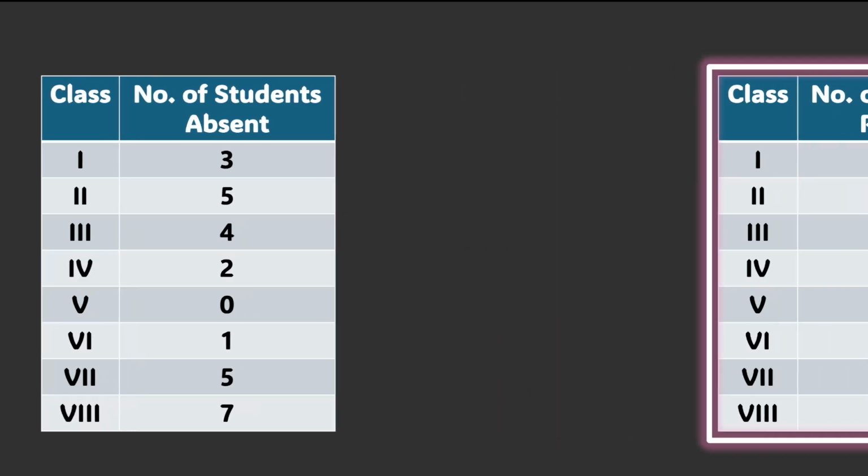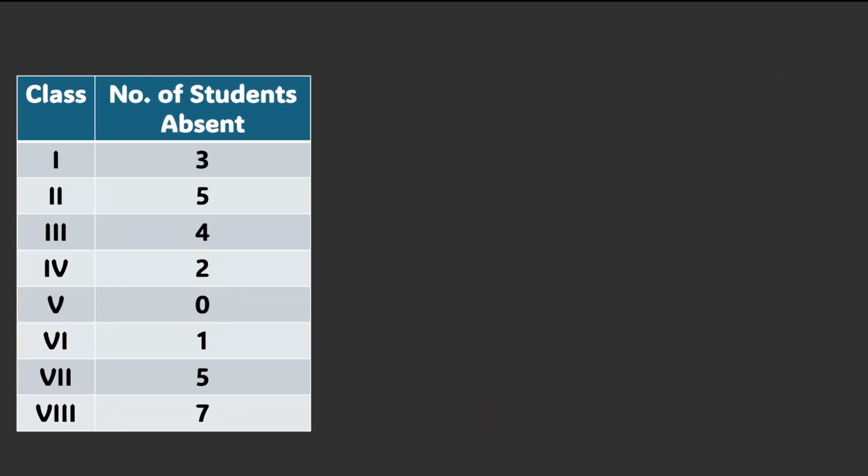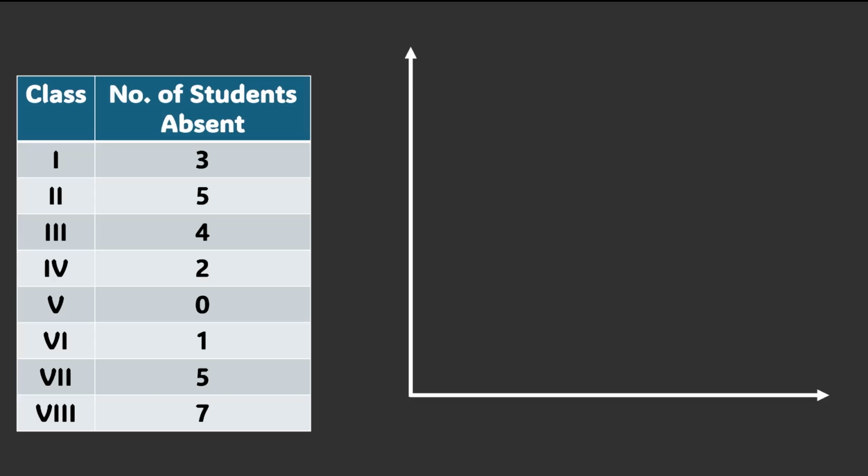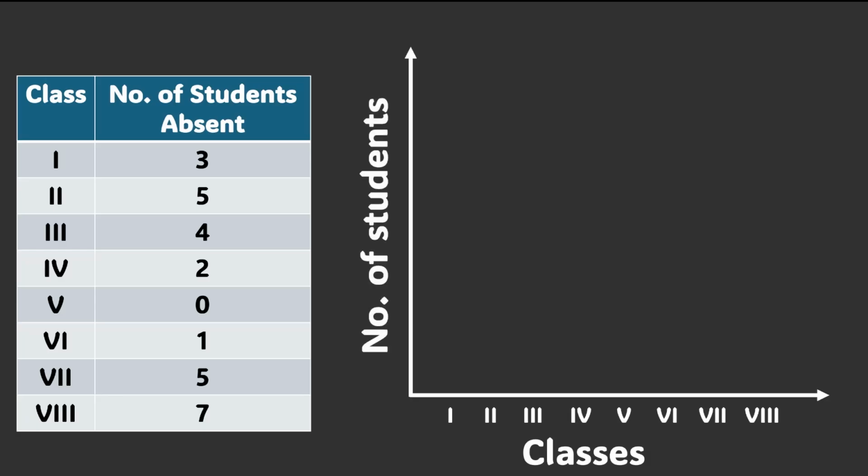Let us focus on the first table. We can start drawing the pictograph by drawing two perpendicular lines like this. We have two columns in the table, one for the classes and the other one for the number of students. It is our choice to decide which column is represented horizontally and which one is represented vertically. Let us represent the classes on the horizontal ray and the number of students on the vertical ray.